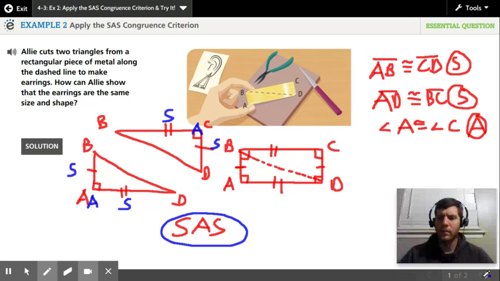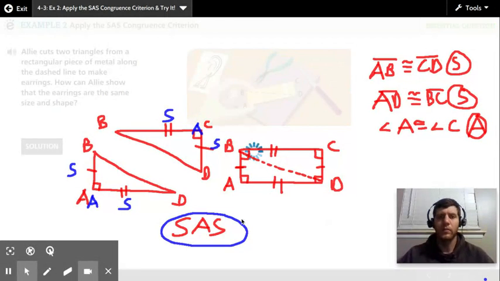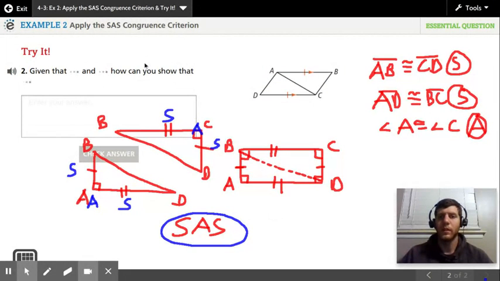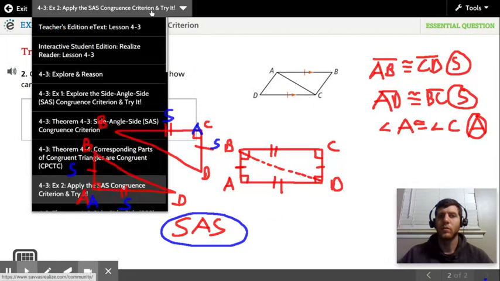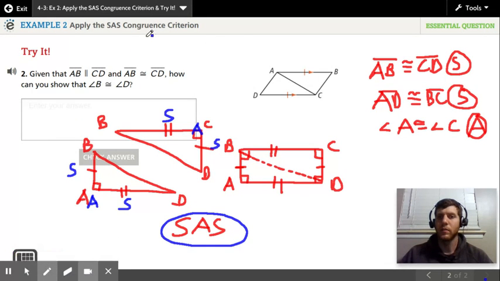Okay, if you look at your triad, and again, this is annoying because I have to erase everything. But let me help you out with your triad here. They're giving you 1 pair of sides that's congruent. Right, they're telling you AB is congruent to CD.